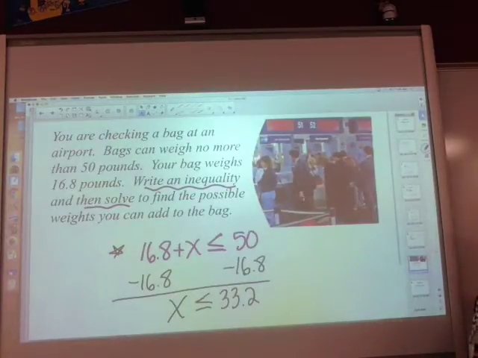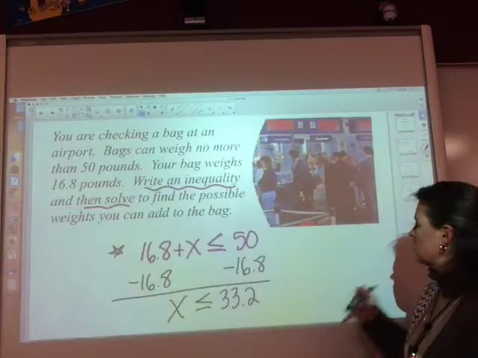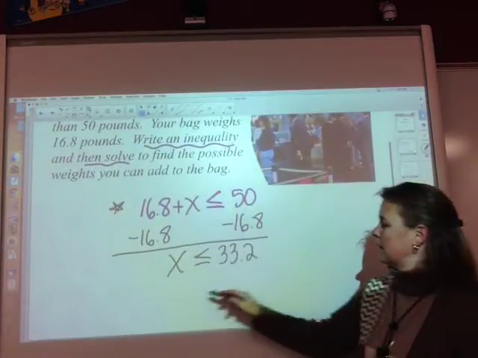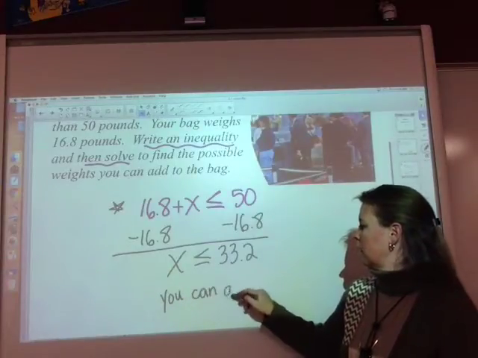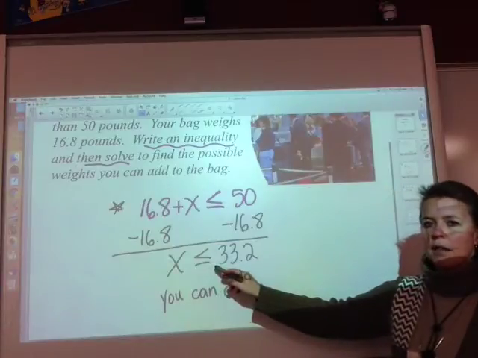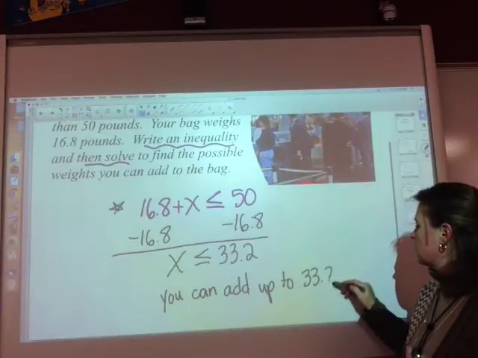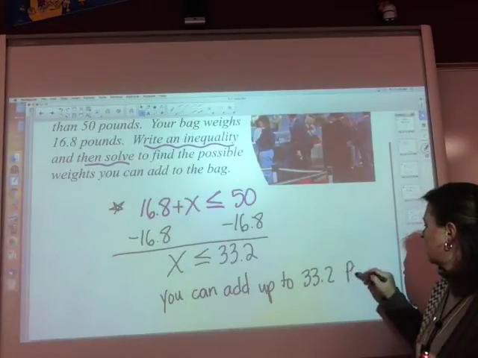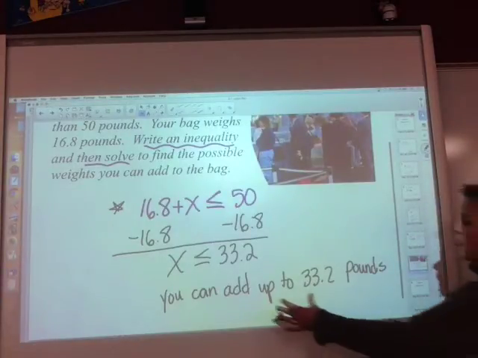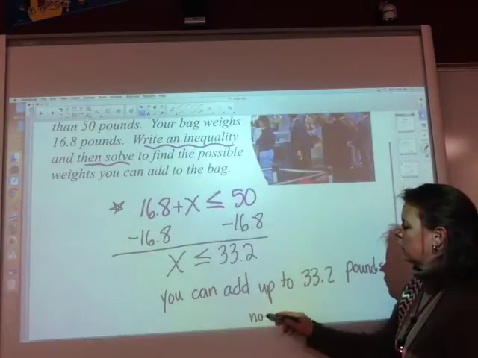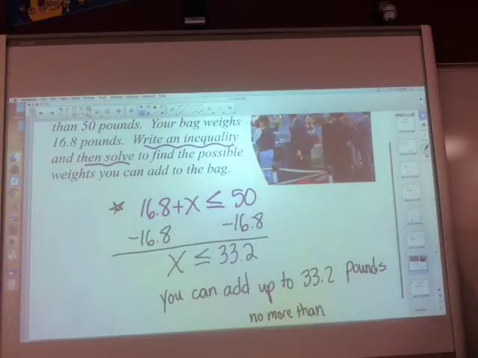Write an inequality and then solve to find the possible weights you can add to the bag, and we're talking pounds. Make sure this is realistic. If you solved it properly, it says that you can add, and let's go with some English instead of some math, you can add up to 33.2 pounds. Or you can add no more than. You can use the words that they used. No more than 33.2 pounds.